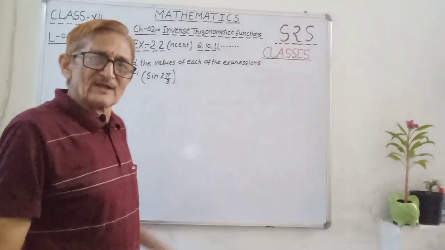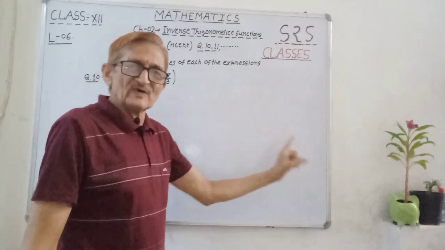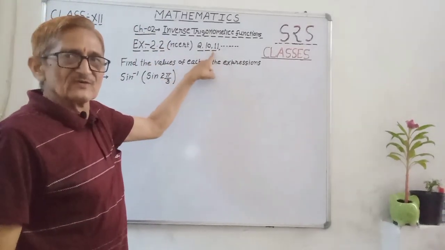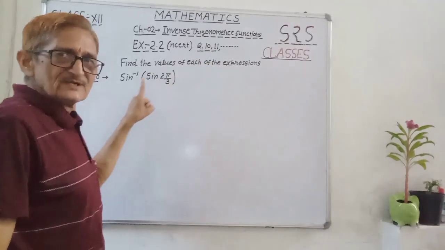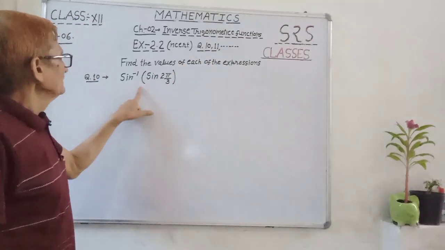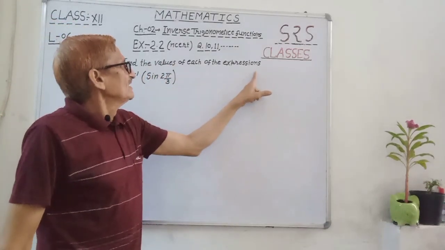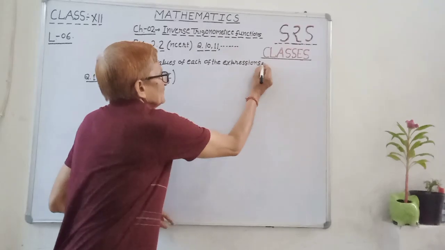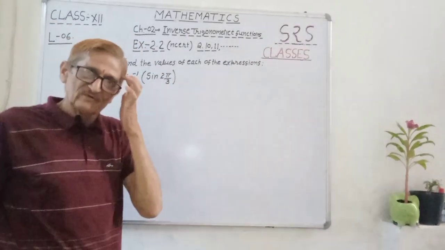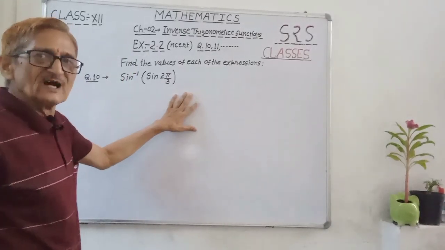Many things are there. Now we are going continuously forward, question number 10 onward, exercise 2.2, from the NCERT book. Find the values of each of the expressions in questions 10, 11, 12. Here in all we have to find the values. Now you see, sin inverse sin 2 pi by 3.